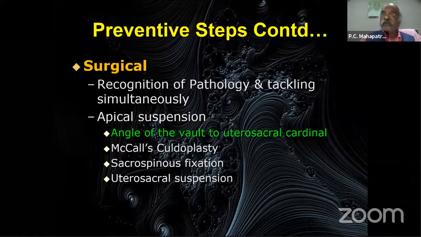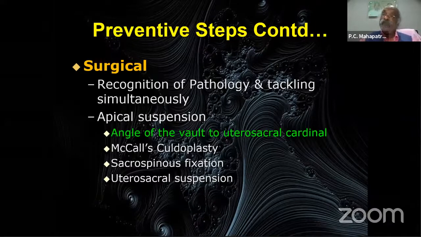Recognition of pathology and tackling it simultaneously. As I have already told, there may be a pre-existing lesion before the surgery. You find a significant enterocele, or a significant anterior vaginal wall prolapse with cystocele, you ignore that and do a hysterectomy, and subsequently you find that the pathology is still there. If it's there, do a complete surgery, don't do an incomplete surgery. Tackle all these procedures at the same time.